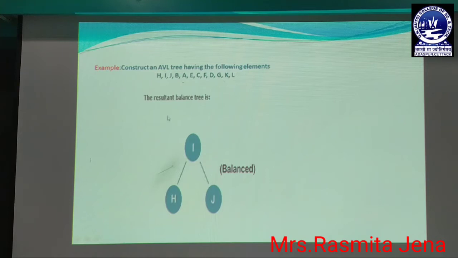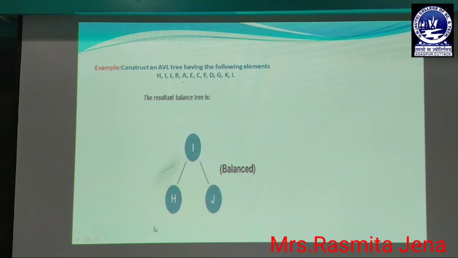Okay. The next node to be inserted in this AVL tree is B. As per alphabetical order, B is compared with I. As B is less than I, it will be inserted into the left subtree of node I. Again B is compared with H, so B will be inserted at the left subtree of node H.